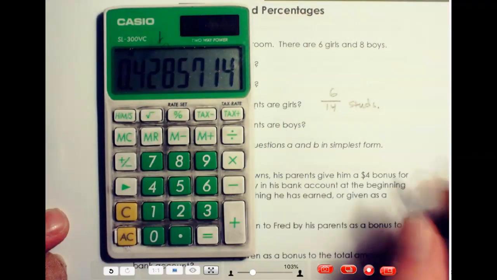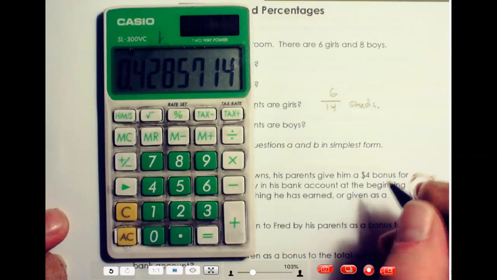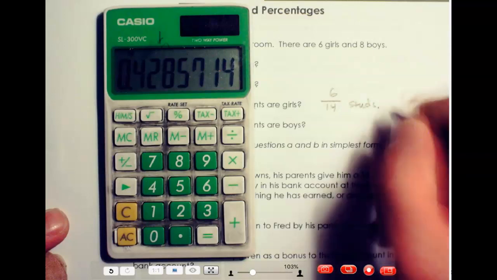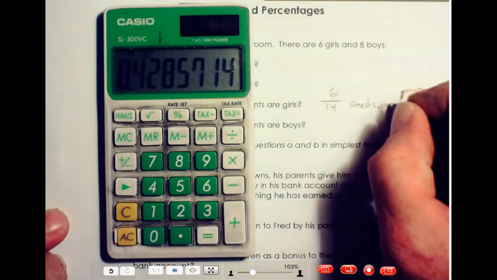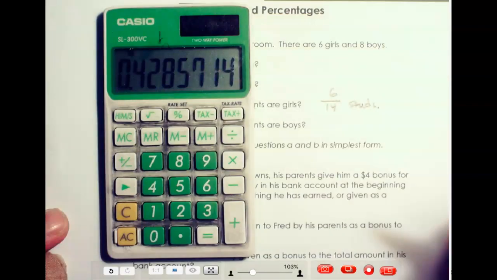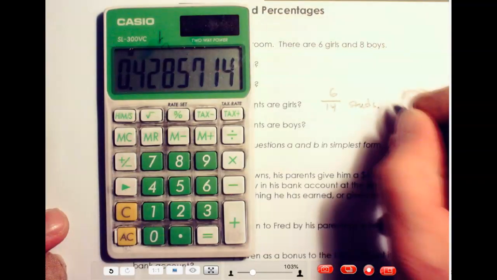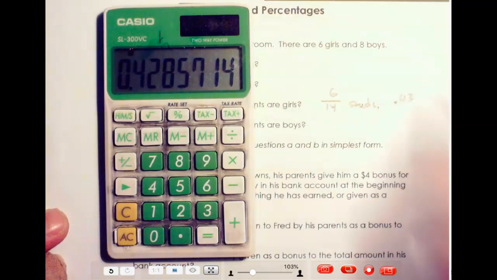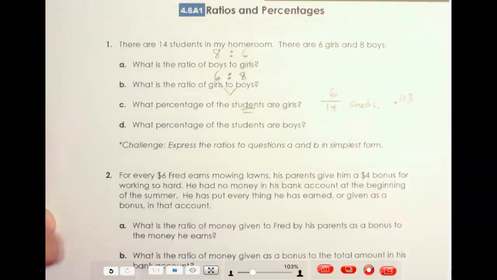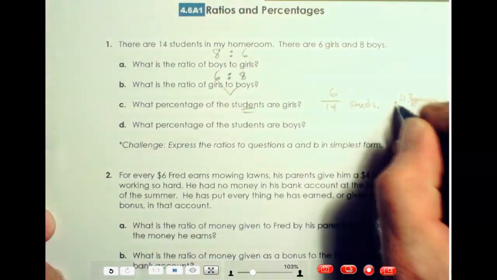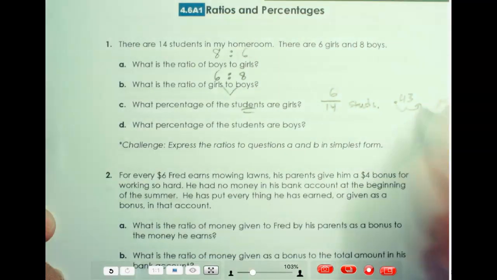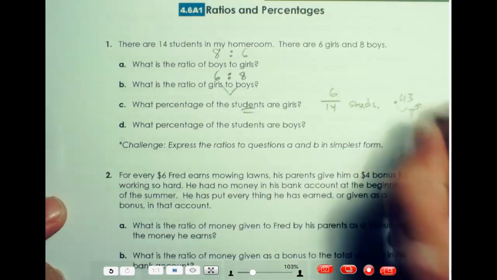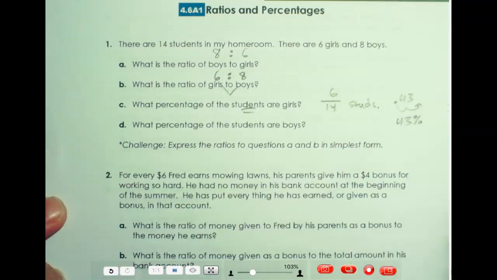So 42.85, let's just call it, let's round to the nearest hundredth. So we're going to call that 0.43. Now, that's a decimal. To get that to a fraction or a percent, we have to multiply by 100, so we get 43%. Again, that's an approximation because I did some rounding here.